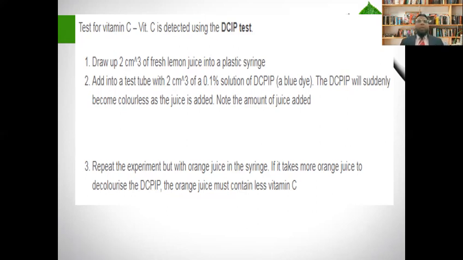So this is the vitamin C test, and it is also called the DCPIP test, because we are using DCPIP reagent or dye, which is normally blue. When it combines with the vitamin C found in the orange juice, it turns colorless.